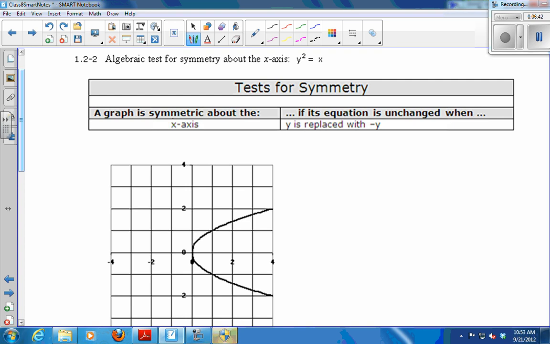You do that by starting with the original equation, y squared equals x, and then you replace y with negative y. Everywhere there's a y, you make it a negative y. So instead of y squared, I'm going to do the opposite of y, squared. But what is negative y quantity squared? Negative y squared means negative y times negative y.